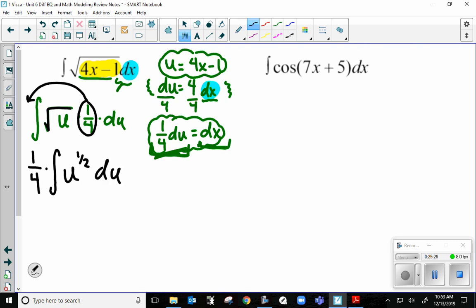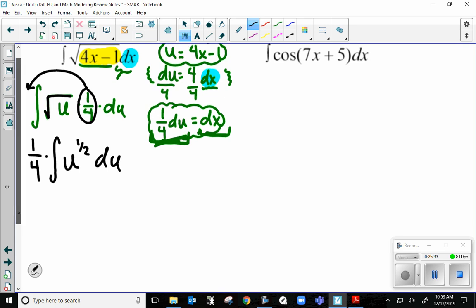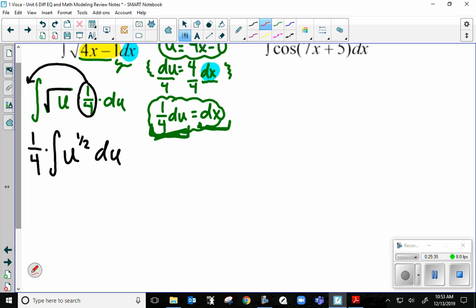Now this is pretty much what we just did, except we're multiplying by 1/4. So what do I do here? Let's integrate this. I add 1 to my exponent, and that's u to the 3/2. When I divide by 3/2, that's like multiplying by the reciprocal, 2/3, plus c. Now, I still need to multiply by 1/4.